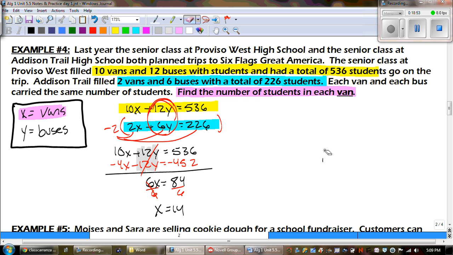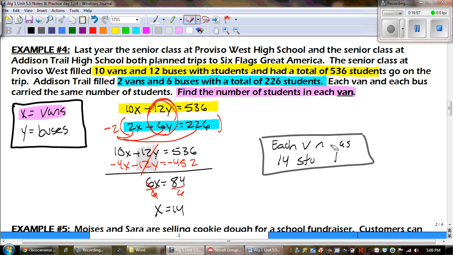Really? Here's what I wrote. Oh, come on. Oh, that didn't work as cool as I thought it would. There we go. Each van has 14 students. Sorry, I thought that would have been a lot cooler, but it didn't work like I wanted it to.